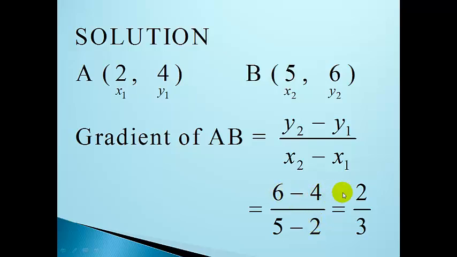Now 6 minus 4 is equal to 2 and 5 minus 2 is equal to 3. This means that the gradient of AB is equal to 2 divided by 3.